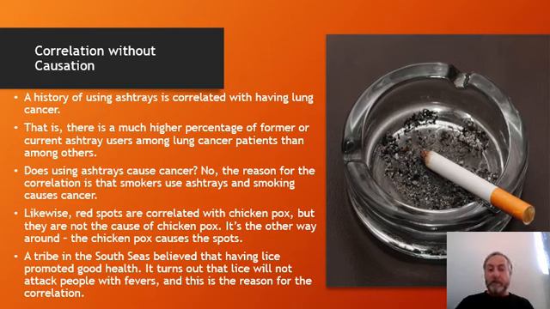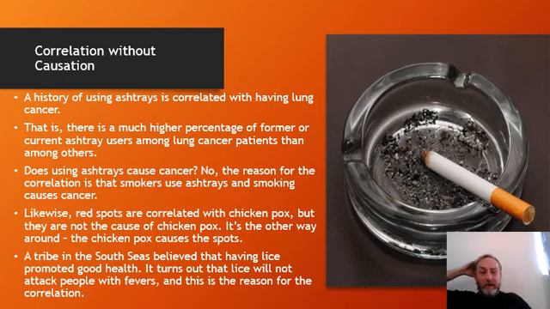Why are they not the same? If you need a little convincing, for example, using ashtrays is correlated with lung cancer. If you've used a lot of ashtrays over the course of your life, you're more likely to have lung cancer. What would that mean statistically? Given that you have cancer, what is the probability that you've used an ashtray? It's going to be higher. Does that mean that using ashtrays causes cancer?